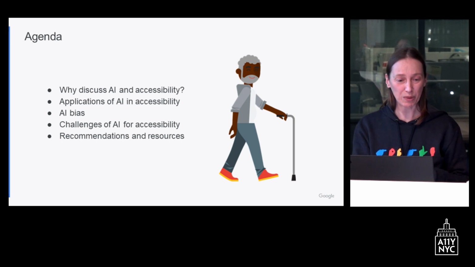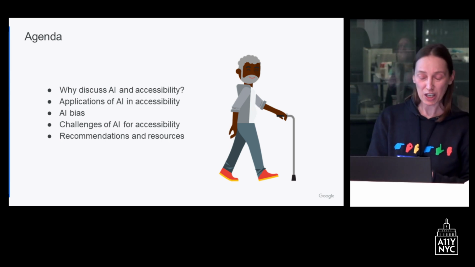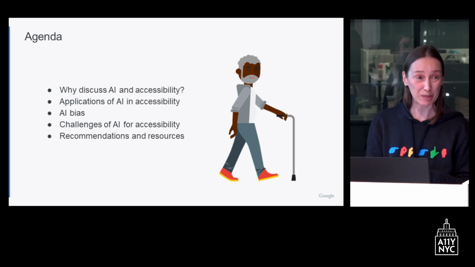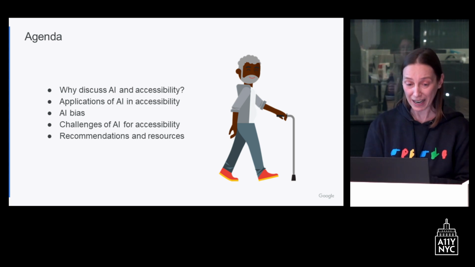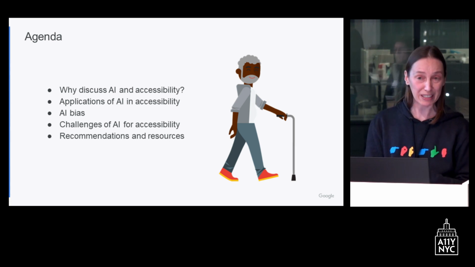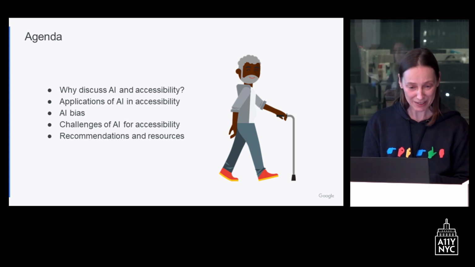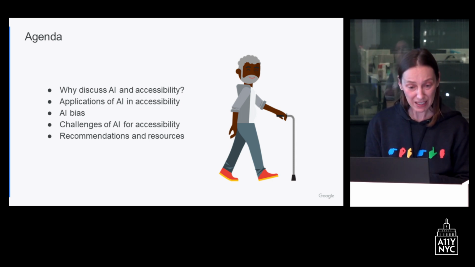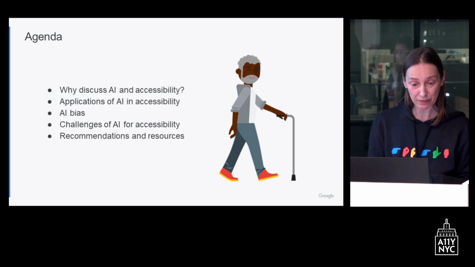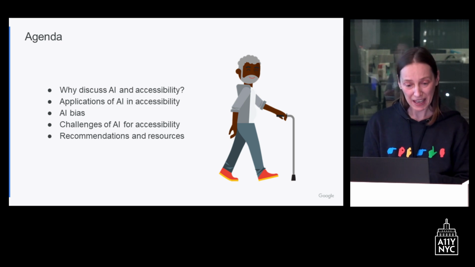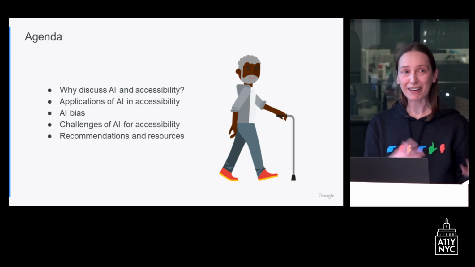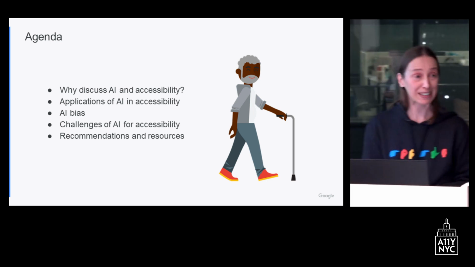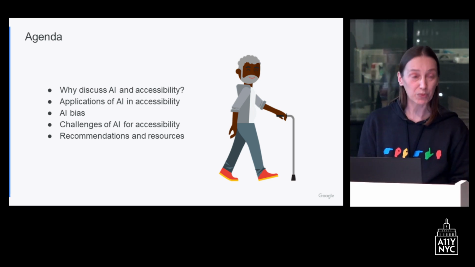So our agenda, what we thought we would cover today, it's a fairly high-level flyover of some of the main opportunities, some of the main issues. So we'll start with why discuss AI and accessibility, some of the applications that are already out there and upcoming, and then the very important topic of bias in AI and some of the challenges that we see for applying AI in accessibility. And then we'll end up with some recommendations, some takeaways and actions that people could use to bring back to your own organizations or your own work, and some resources.